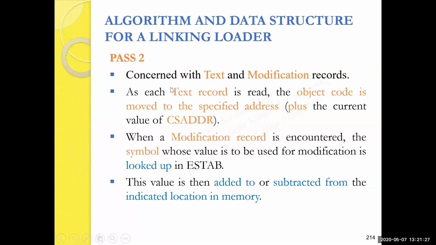The text record contains translated instructions and data, while modification records indicate the relocation information as well as the linking information. So when the text record is read, the object codes in the text record are moved to the specified address. However, the value specified in the text record is only a relative value. So the actual location where the object codes are to be moved is estimated by adding to the specified address the control section address. Likewise, when the modification record is encountered, the symbol whose value is to be used for modification is first searched in the external symbol table, and then its value is used in adding or subtracting from the indicated location in the memory to do the necessary linking or relocation.